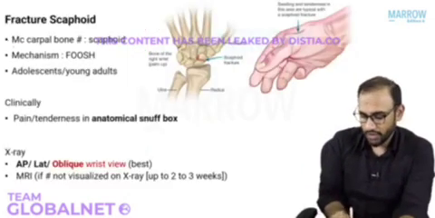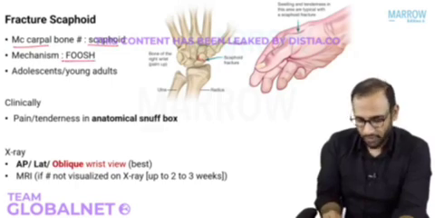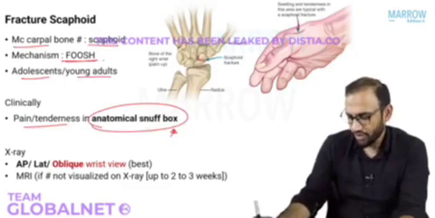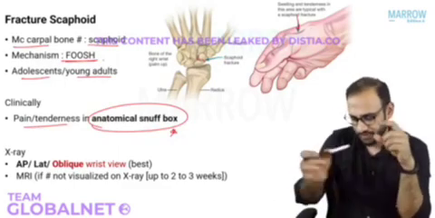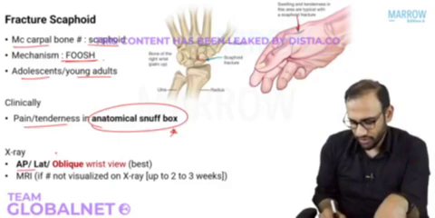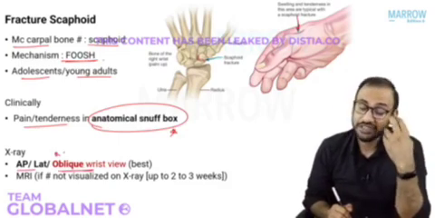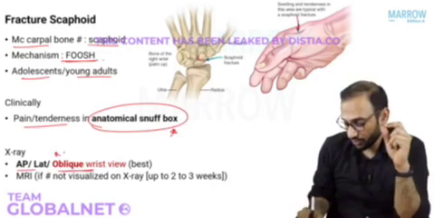Okay. So the scaphoid is the most common carpal bone to fracture, and the mechanism of injury is a fall on an outstretched hand. Young adults, adolescents, pain and tenderness in the anatomical snuff box. Very, very important location. This is your anatomical snuff box. X-ray, AP and lateral views, and an oblique view is used sometimes, but it is the best view. Although it is the best view, the fracture may not be visible sometimes for up to 2 to 3 weeks.